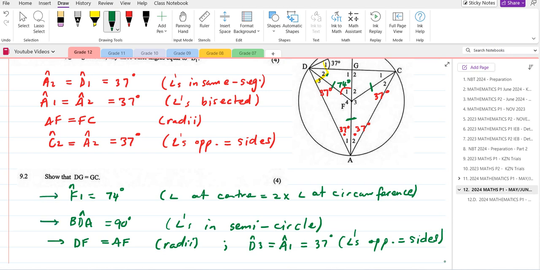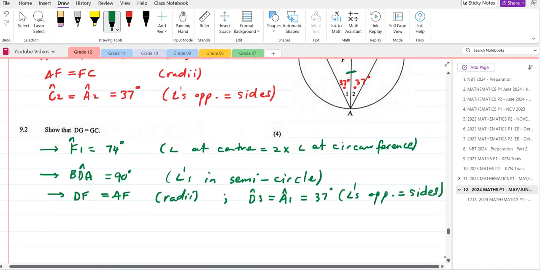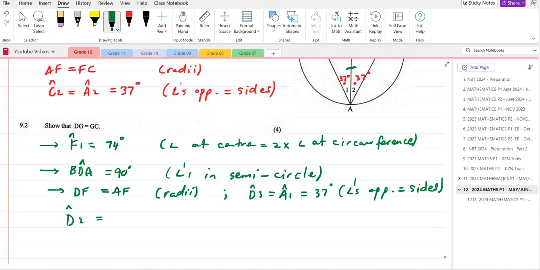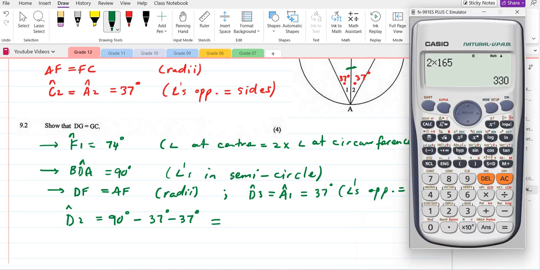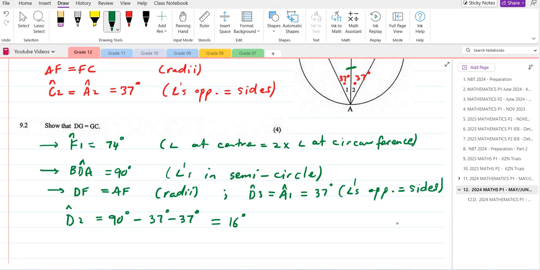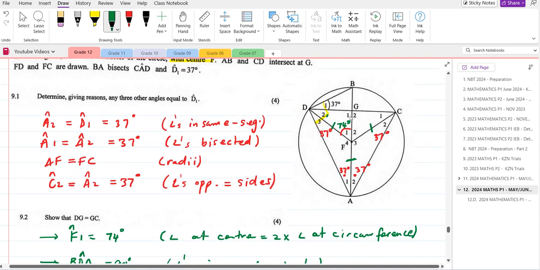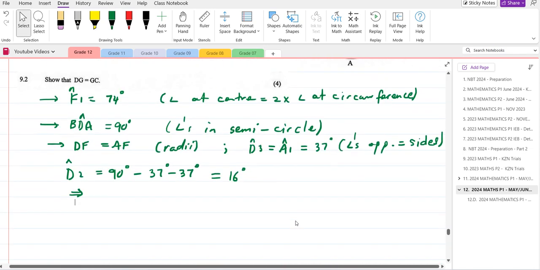And now we can find angle D2 because the whole thing is 90, and that's 37, that's 37. So angle D2 is equal to 90 minus 37 minus 37. I think that's 90 minus 74. 90 minus 2 times 37. So I'm getting 16. Right, so we're getting 16 degrees. And this implies angle G1.